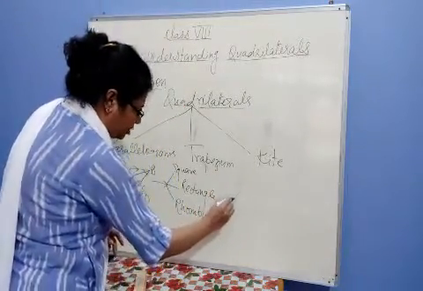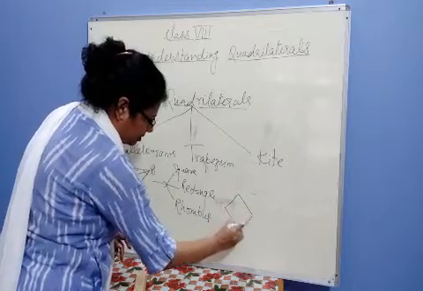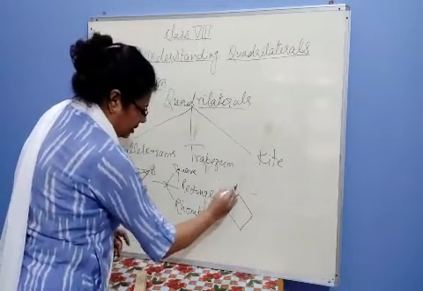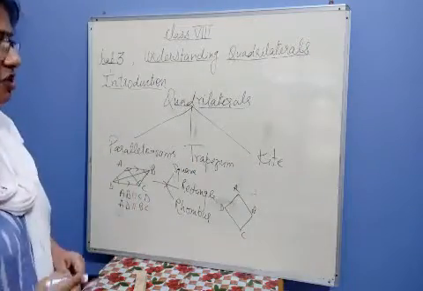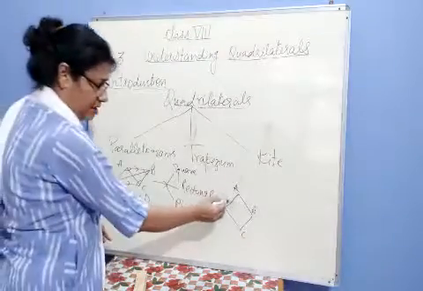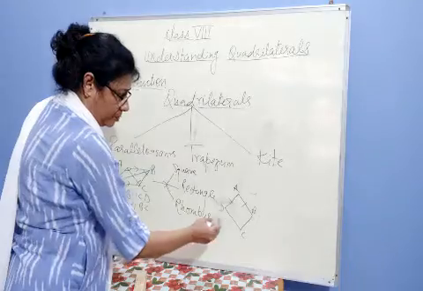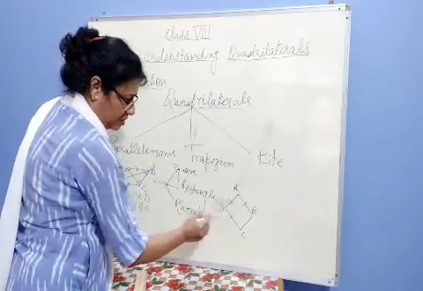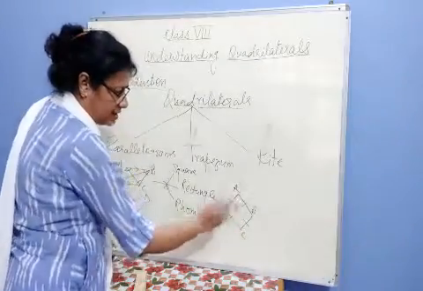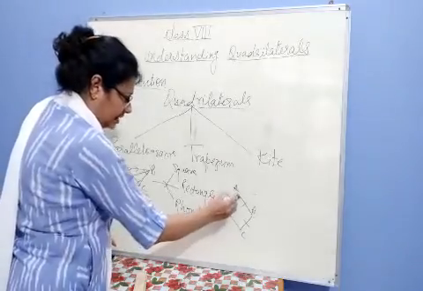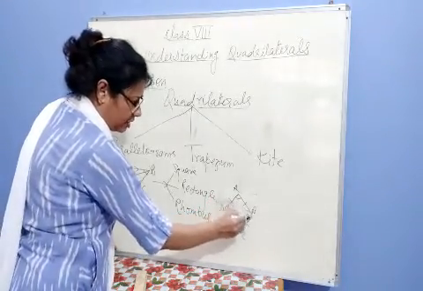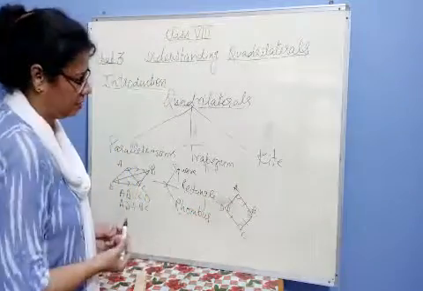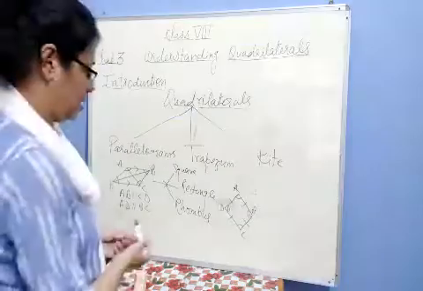rhombus. Rhombus looks like a diamond or kite. ABCD, this is a rhombus. Children, in rhombus all the sides are equal. AB is equal to AD is equal to DC is equal to BC. So all sides are equal. Its opposite angles are equal because it is also a parallelogram. So opposite angles of parallelogram are always equal.